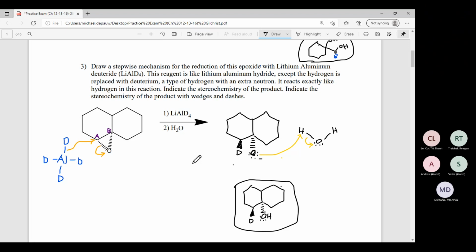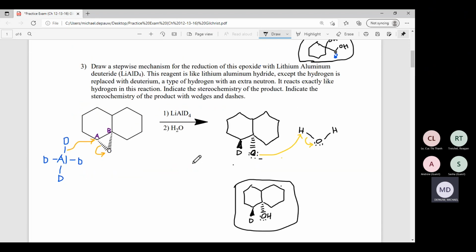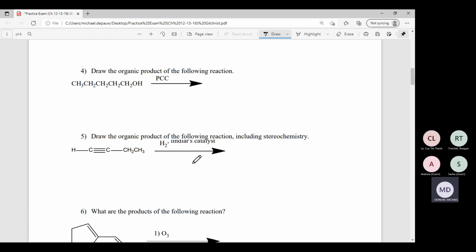Okay. Next, number 4. I don't see any questions with this, so I'm going to go to number 4. Cool? All right. Your lack of disagreement means consent.